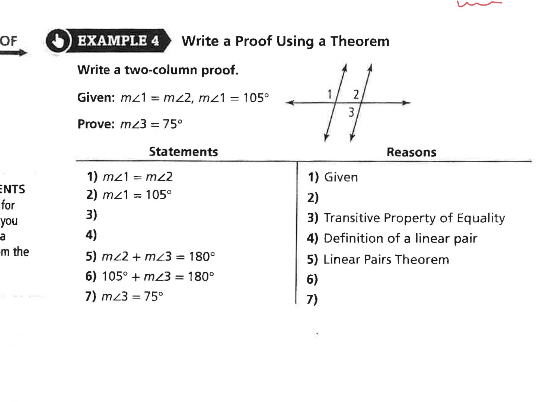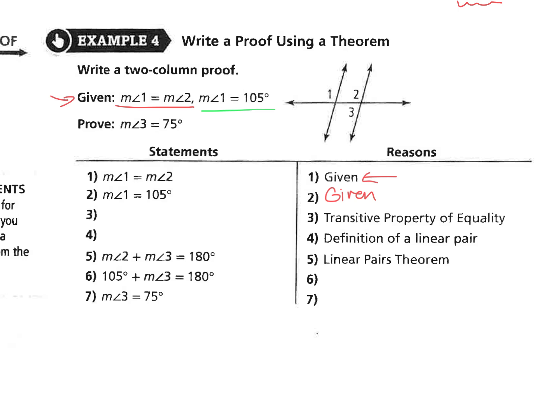Let's go through this together. Remember, in proofs, one of the things that we've emphasized is your first reason is always given, but always go back and look at your given statement. In this case, my given statement has two things: angle 1 is equal to angle 2, but also angle 1 is equal to 105. That was not in the first statement, because it's in the second one. They could have all written it in one statement. Some texts and some examples do it separately. So always pay attention to your given statement and how many things are in there.